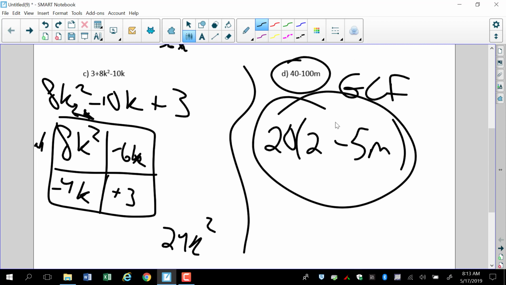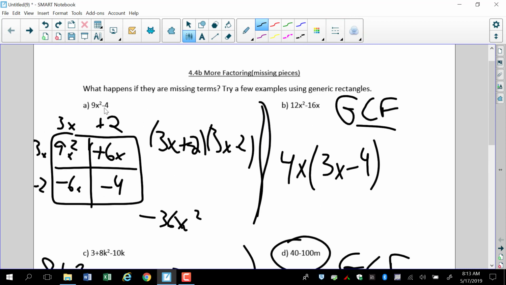So keep in mind, be aware of the GCF, and be aware of being able to rewrite. And if for some reason you don't have the middle term, that's okay. It just means that they cancel each other out and they're adding up to 0.